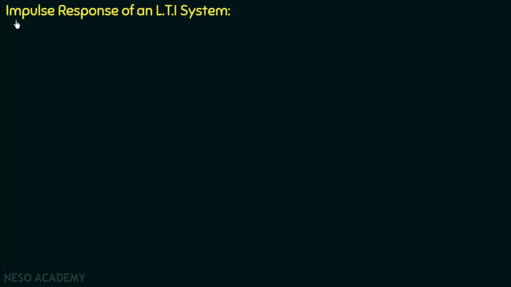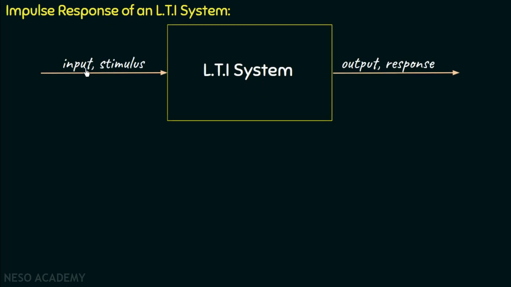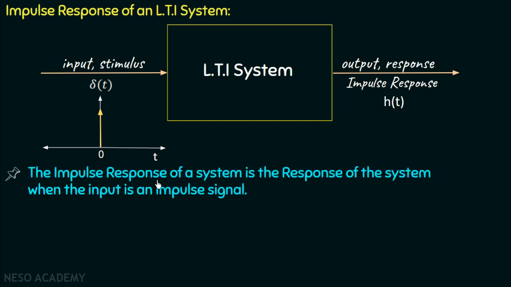Moving on, to explain the impulse response, I will take one block diagram of an L.T.I system. On this side we have the input or the stimulus to the system, and on this side we have the output or the response of this system to this particular input. So whenever we give an input to the L.T.I system, we will have one response. If I give an impulse as an input to this system, then the response I get is called the impulse response. So the impulse response of a system is the response of the system when the input is an impulse signal.